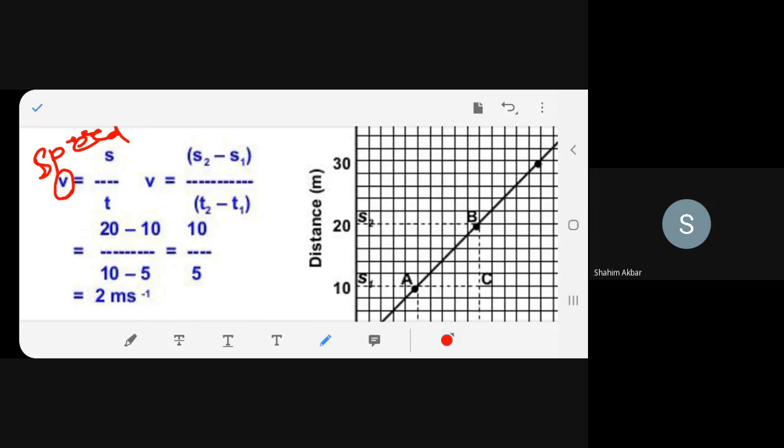Divided by time. So V is equal to the difference in distance, S2 minus S1, over the difference in time, T2 minus T1. What is S2? 20. We got 20 over here. What is S1? 10. We got 10 over here. The same with the time. T2 is 10 and T1 is 5. So we got 10 upon 5, which is 2 meter per second, or 2 meter second inverse. This is how we have to find out the numericals.